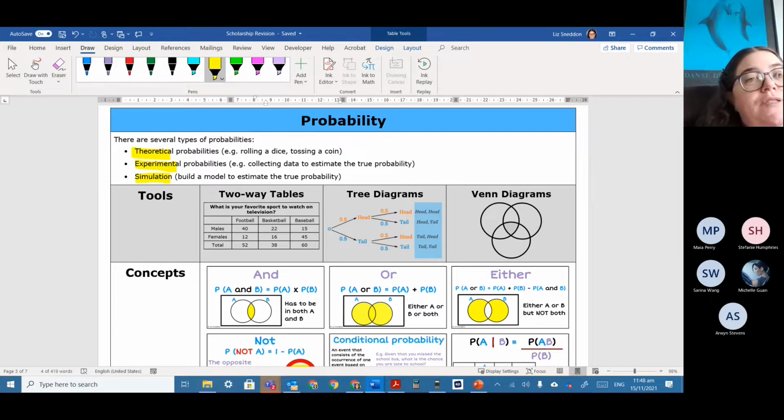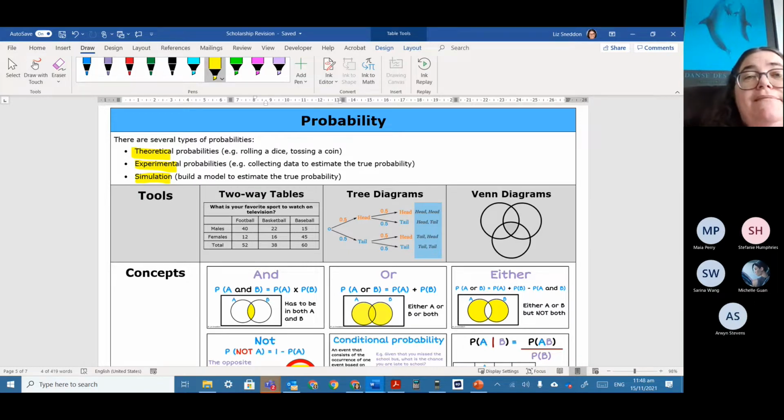However, if I now go and toss that coin 20 times, I'm not always going to get exactly half of those as a head. And so that now becomes our experimental probability. We're now actually experimenting and collecting data. And so we can experiment with things that we know the theoretical probability for. Usually, though, we experiment with things we don't know.